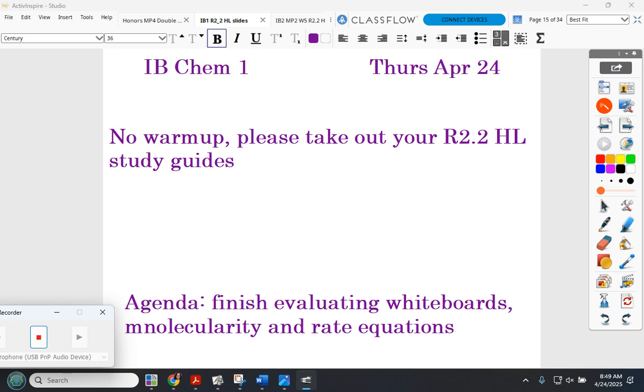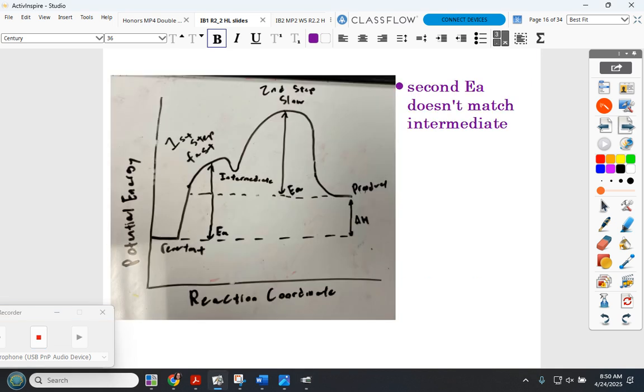So basically, I had you guys do whiteboarding on Tuesday of an energy diagram for a two-step reaction, with the second step being the slow step that was endothermic. And so we've been looking through some of the examples, and you guys wrote some comments on the different pictures, which were great. And I was just sharing some of the things that I saw, most of which you guys picked up on, or at least somebody picked up on.